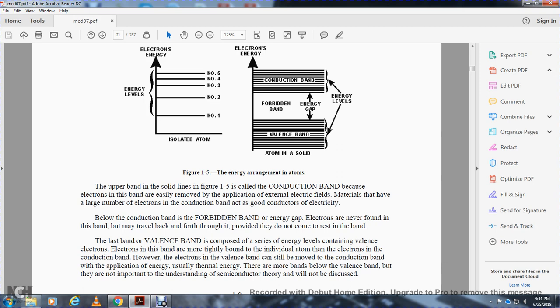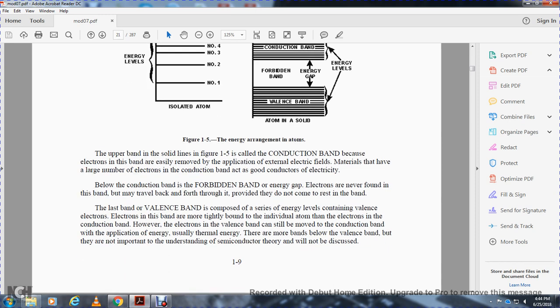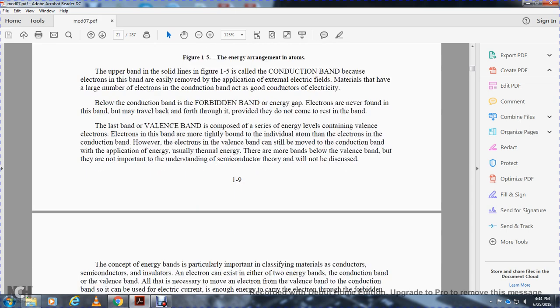Electrons are never found in this band, but they must travel back and forth through it, provided that they do not come to rest in the band. The last band is the valence band, composed of a group of energy levels containing valence electrons. Electrons in this band are more tightly bound to the individual atoms than electrons in the conduction band. However, the electrons of the valence band can still be moved into the conduction band with the application of energy, using less thermal energy. There are more bands below the valence band, but they are not as important to understanding semiconductor theory, and this book does not discuss them.